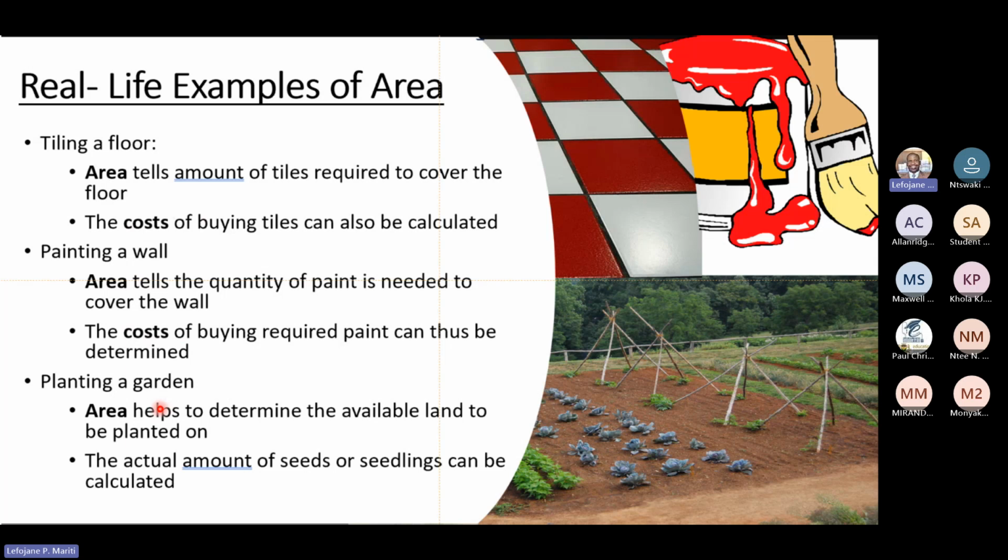The same reasoning you can use in the gardens when you're planting vegetables. You need to know how big the garden is going to be and how many seeds or seedlings you're going to require so that you are sorted.